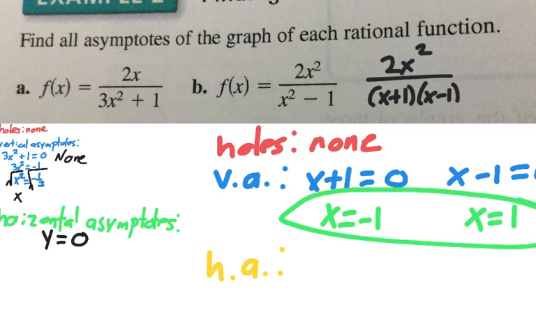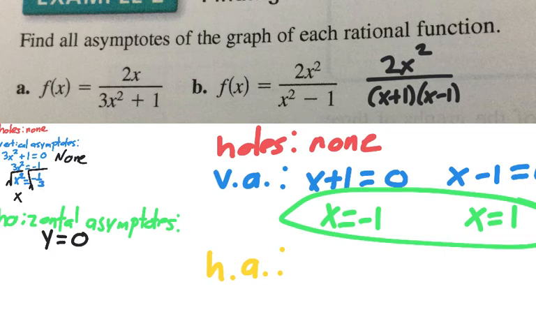Okay, so when I'm looking at horizontal asymptotes, I want to look at the general form. So what's the degree of my numerator? 2. What's the degree of the denominator? 2. So my degrees are equal. So I have case number 2.